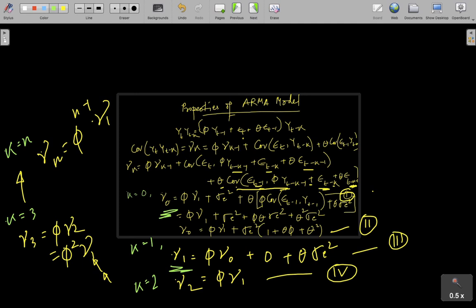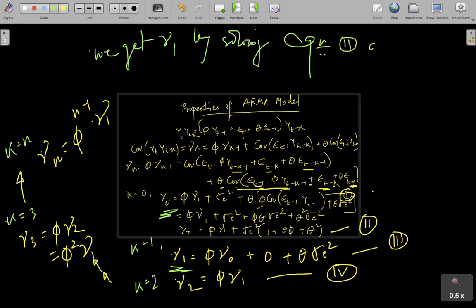I'm just writing that we get gamma 1 by solving equations 2 and 3. We get an expression for gamma 1, and that will only use the values of phi, theta and sigma square. So I'll have phi, I'll have theta, and I'll have sigma square.